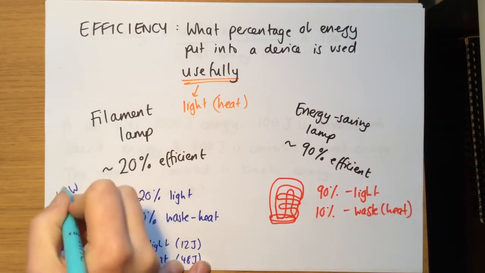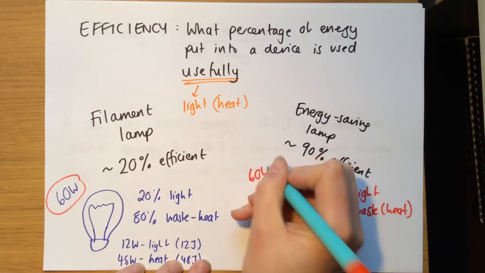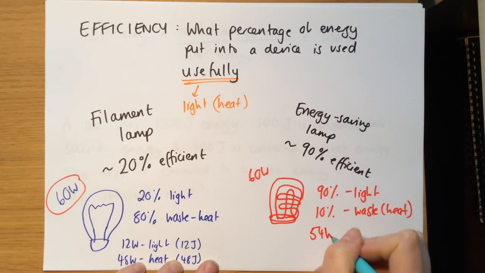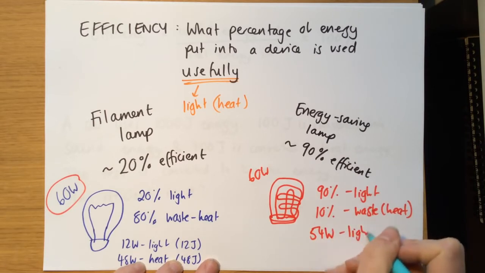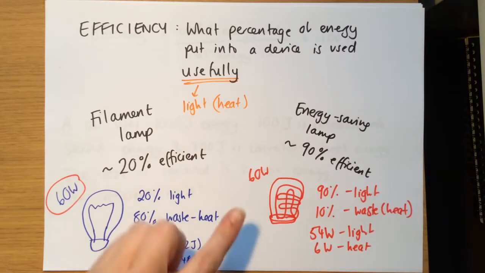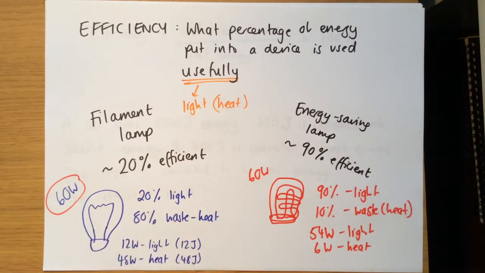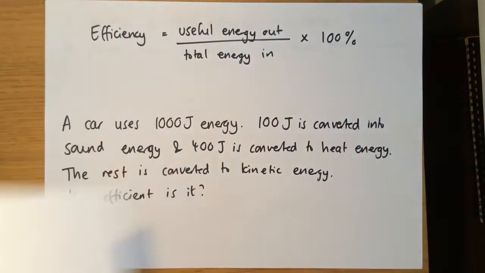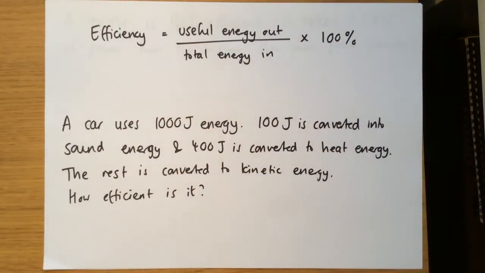So for this same thing, if we had a 60-watt light bulb, 90% of that, so 54 watts, would be converted to light, and only 6 watts would be converted to heat. And that's why normally energy-saving light bulbs, you don't have such high wattages. You usually get about 12, 20 watts, because you don't need as much, because you're not wasting as much of it. Okay. So there's an equation we can use to work out efficiency, and it's this one here.